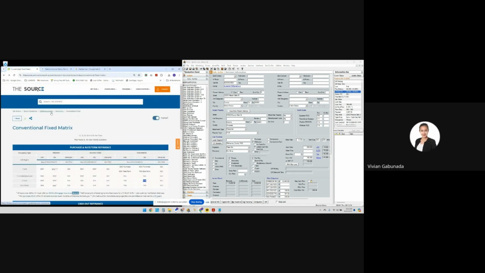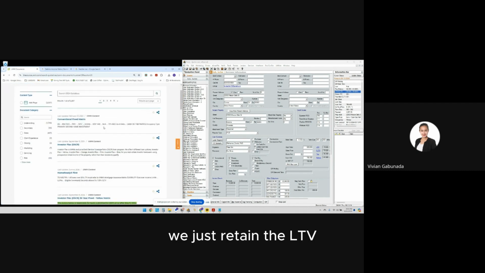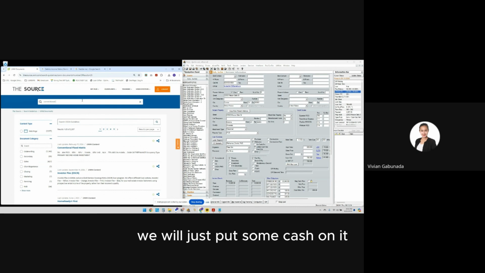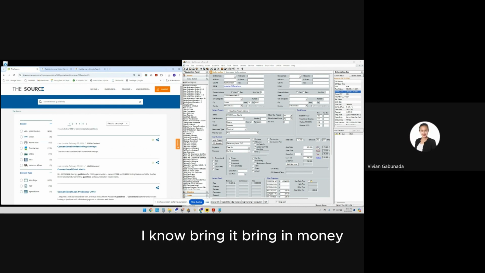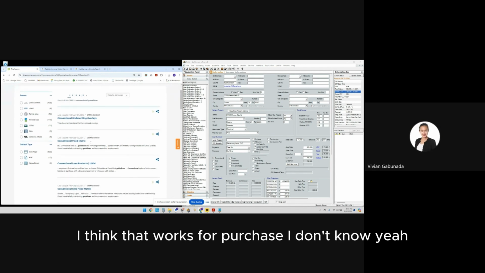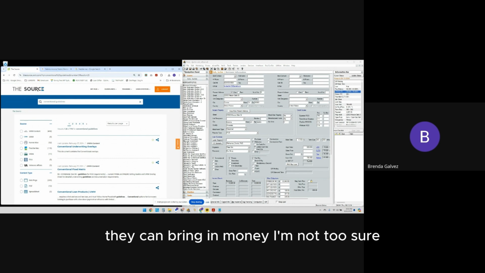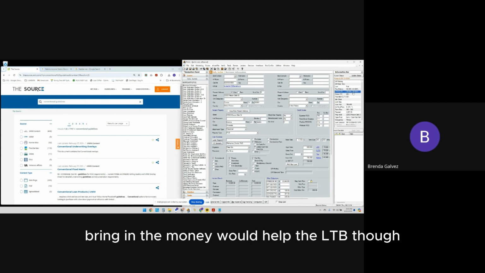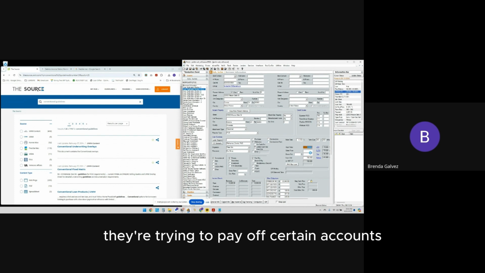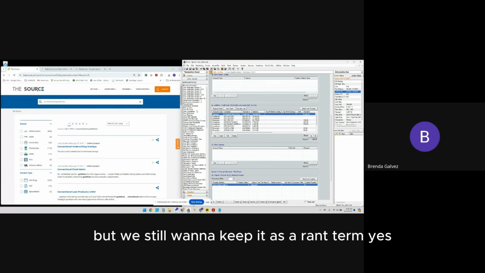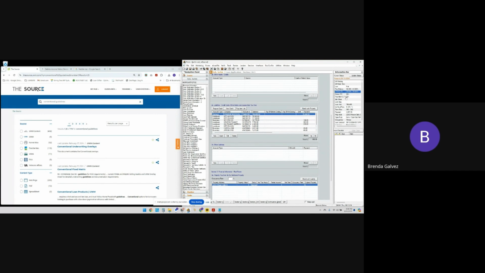What else? What if we just retain the LTV and we are not going to reduce the loan amount? We will just put some cash on it. Will that work as well? For a refinance? No, like bring in money? I think that works for purchase. I don't know. Yeah, for refinance, it's different. So when they can bring in money, I'm not too sure if bringing in the money would help the LTV though. But yeah, for example, if they're trying to pay off certain accounts to get the DTI to work, but we still want to keep it as a rate and term, yes, they're able to do that.